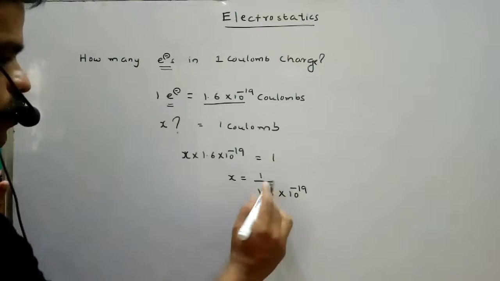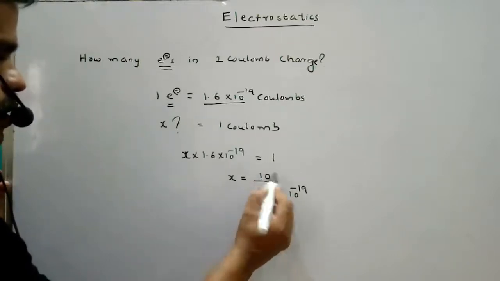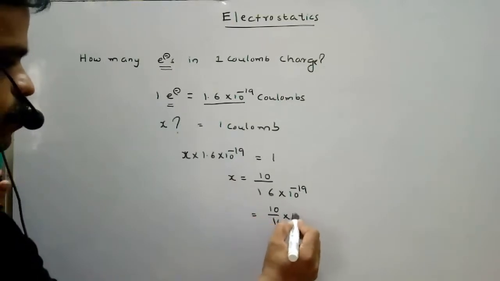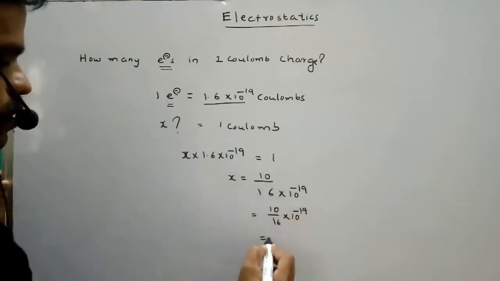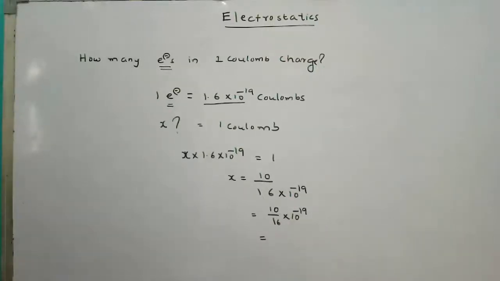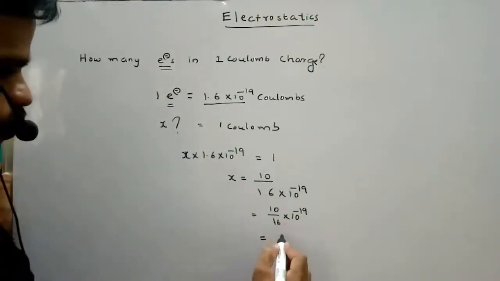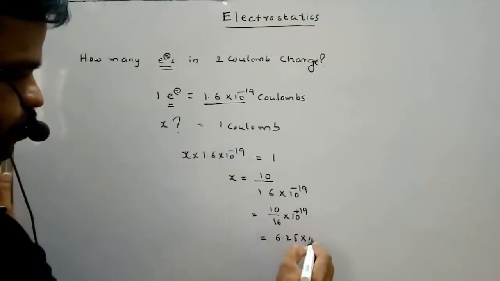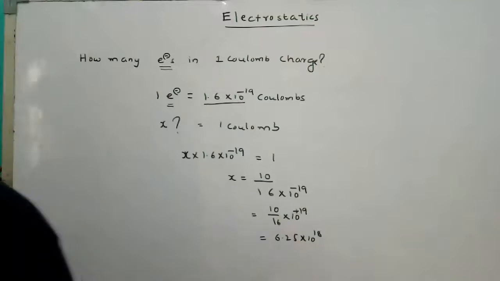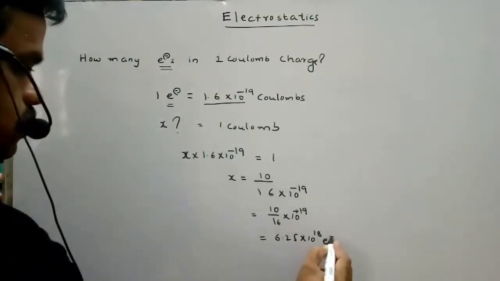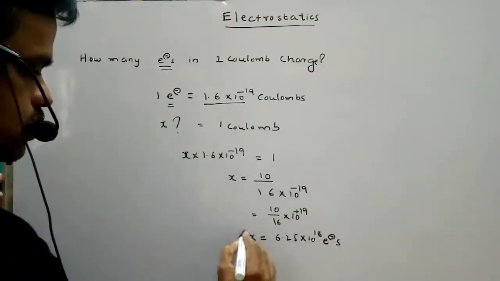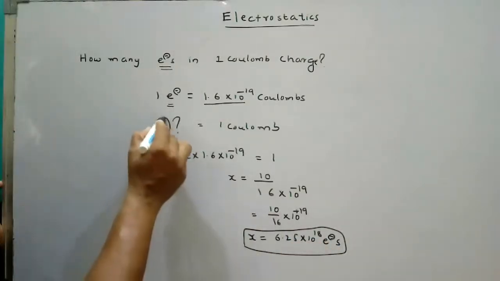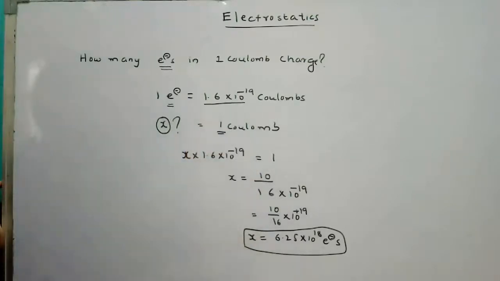If you remove the decimal, we will get 10 by 16 into 10 power minus 19. That is equal to 6.25 into 10 power 18 electrons. See, this is a number. We got x. What is x here? Number of electrons in 1 coulomb charge.